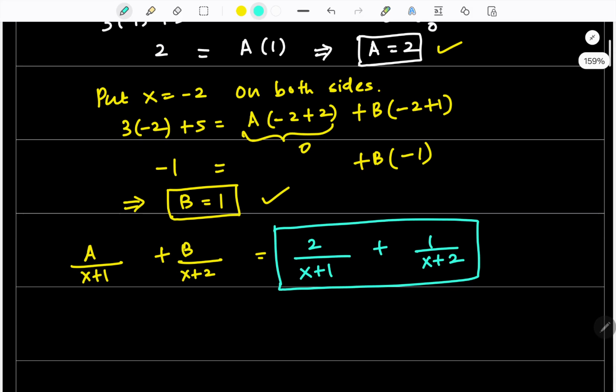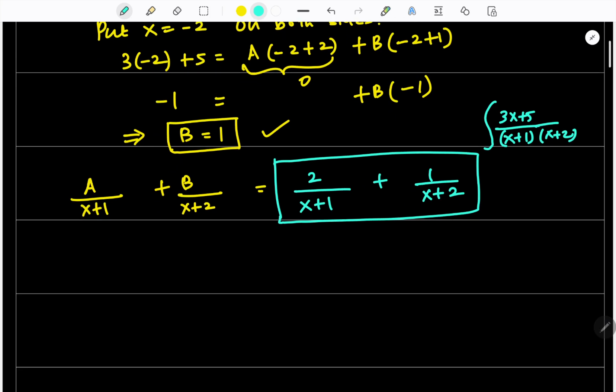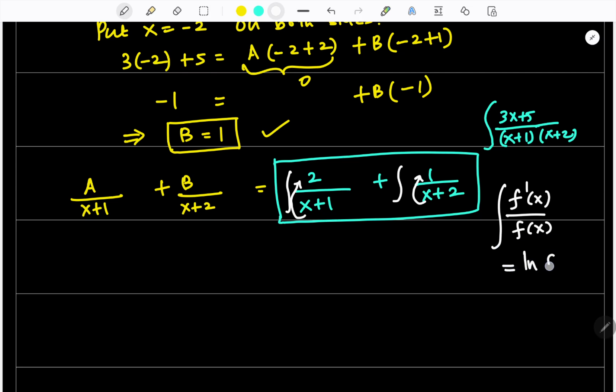Before we started, the question was 3x plus 5 divided by x plus 1 times x plus 2. So it is very difficult to integrate, but in this situation you can integrate this one automatically. If you integrate, the derivative of x is what? 1. Derivative of x is 1. If the derivative is on the top, f dash of x divided by f of x, what is your answer? Ln f of x. Remember this rule?